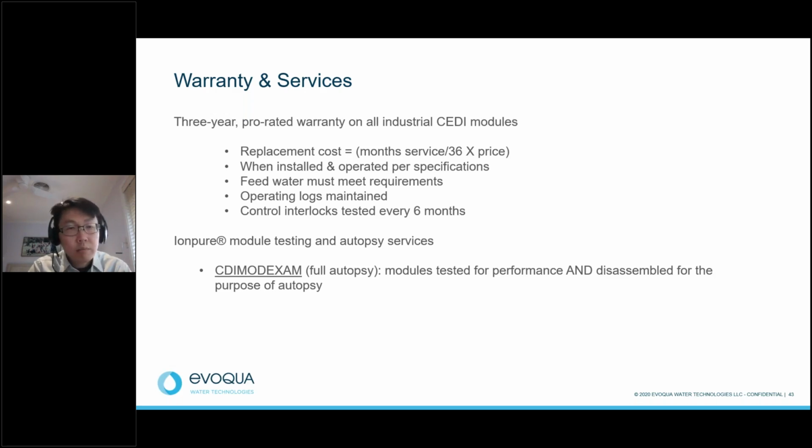And at the same time, if you have a module that fails in the field, you can ship the module back to the USA. The factory in the USA will test the modules and also open up the modules and try to find out the root cause of failure. After that, we will send you a report, and in the report, we will tell you if you need to improve your pre-treatment system or not.